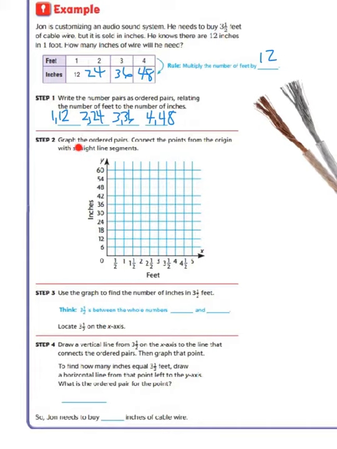So the next step is to graph the ordered pairs. Connect the points from the origin with straight line segments. So let's do that. Let's graph 1 and 12, 2 and 24, 3 and 36, and 4 and 48. And remember, the first number always represents the x-axis, which is the one that runs horizontally, and the second number represents the y-axis, which is the one that runs vertically. So go ahead and graph those on your coordinate grid. Now your coordinate grid should look very similar to the one that I have graphed here.